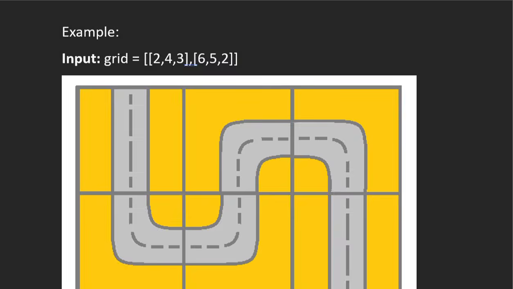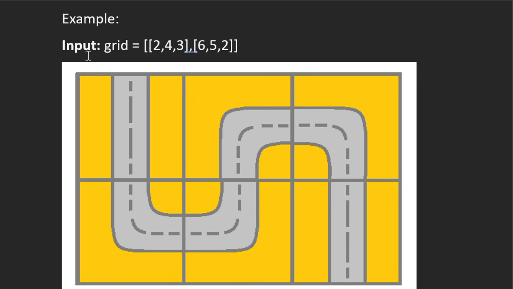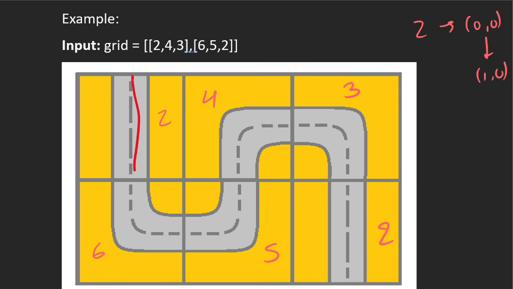Let's try to understand it with the help of an example. Here we are given the grid 2 4 3 6 5 2. Initially we are at 0 comma 0. 2 will connect the upper cell to the lower cell, so from 0 comma 0 we will go to 1 comma 0 with the help of this street.